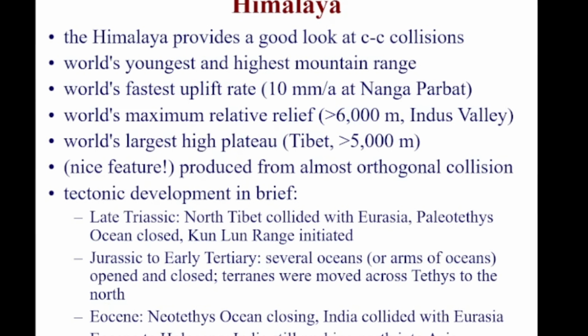And then we have the Jurassic to early Tertiary time. We have several oceans, or arms of oceans, opening and closing, and terrains moving across the Tethys to the north. This was the scenario going on at Jurassic time. And later on, we have the Eocene time, where we have a new Tethys Ocean closing, and then the Indian continent collided with the Eurasian. This was particularly the time where the mountain building process started.